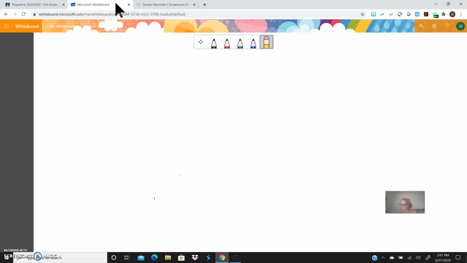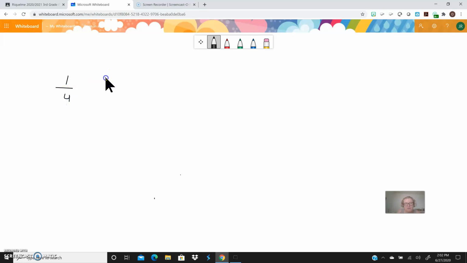So today we're going to be comparing fractions that have a different numerator and the same denominator. So what do I mean by that? Well, let's talk about 1/4 and 2/4. Let's go ahead and try this. So I've got 1/4, I've got 2/4, okay? Now let's look at the numerator.